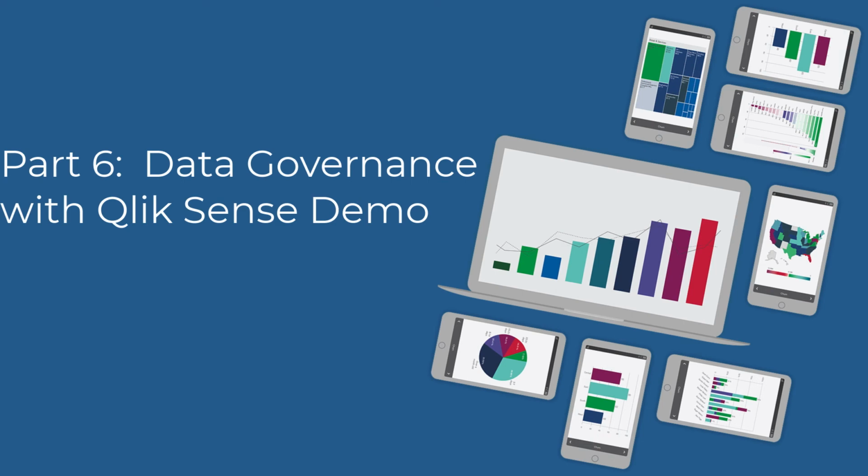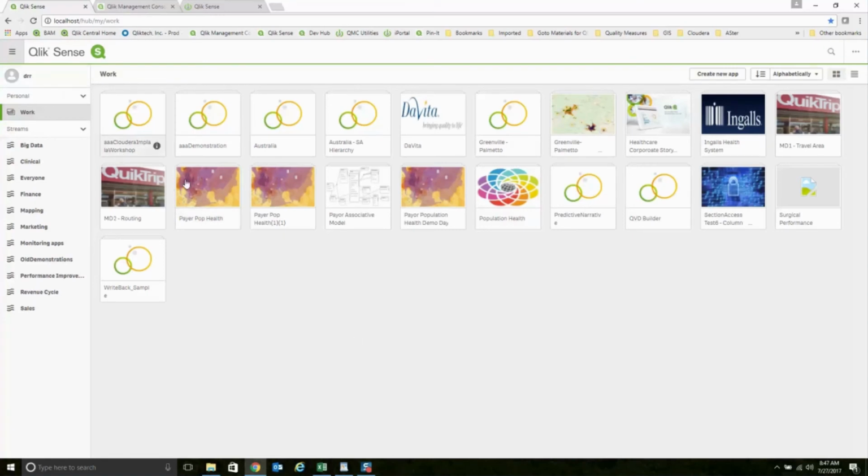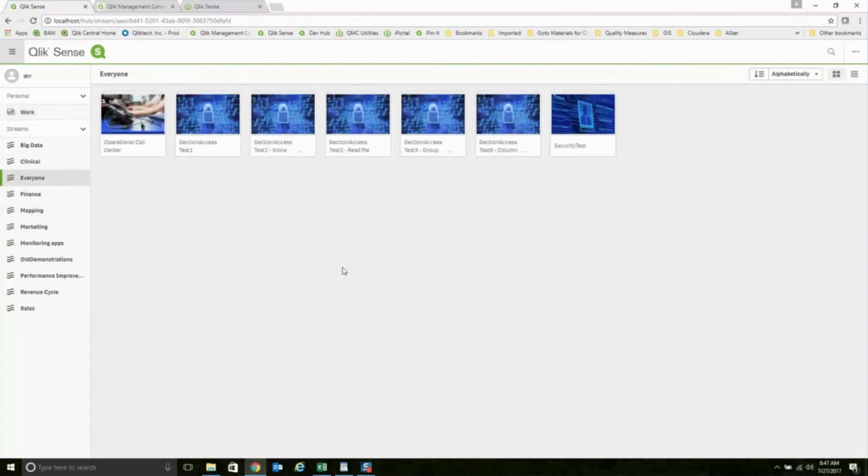I'm going to go ahead and let my friend Dalton walk you through some of how the section access controls work inside of Qlik. When I'm in Qlik Sense as an administrator, I have the ability to create work. I've got a whole bunch of applications here I'm working on, population health applications, etc. I also have access to an everyone stream. And there's an application out here called Section Access.